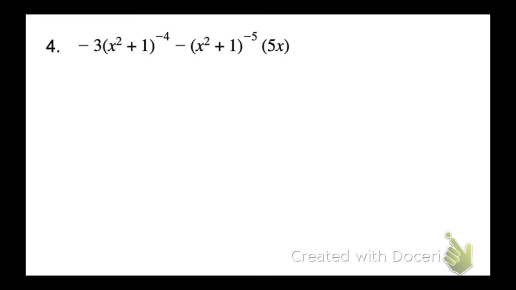I'm also going to pull a negative out of this. Anytime our expression starts with a negative, which this one does, I want to make sure that I pull that negative out as well. So my greatest common factor here is negative x squared plus 1 to the -5.